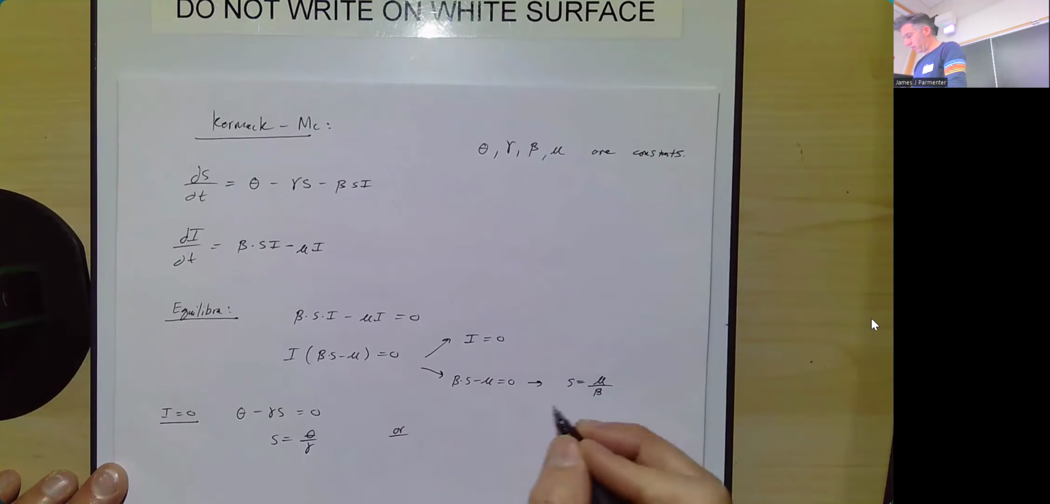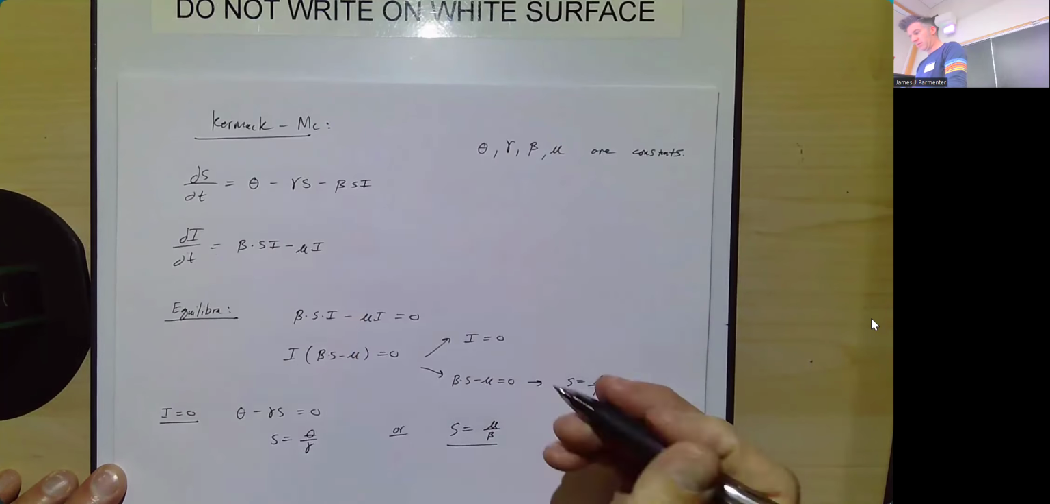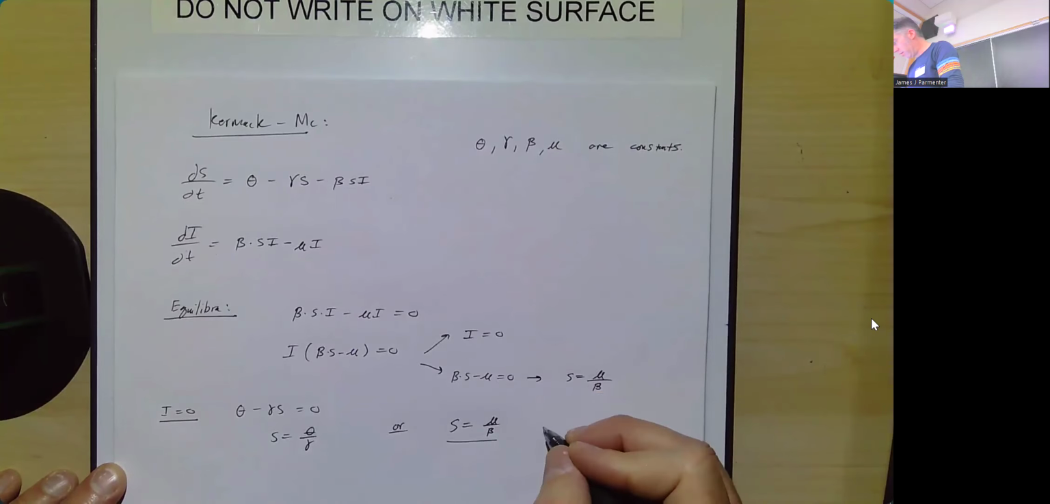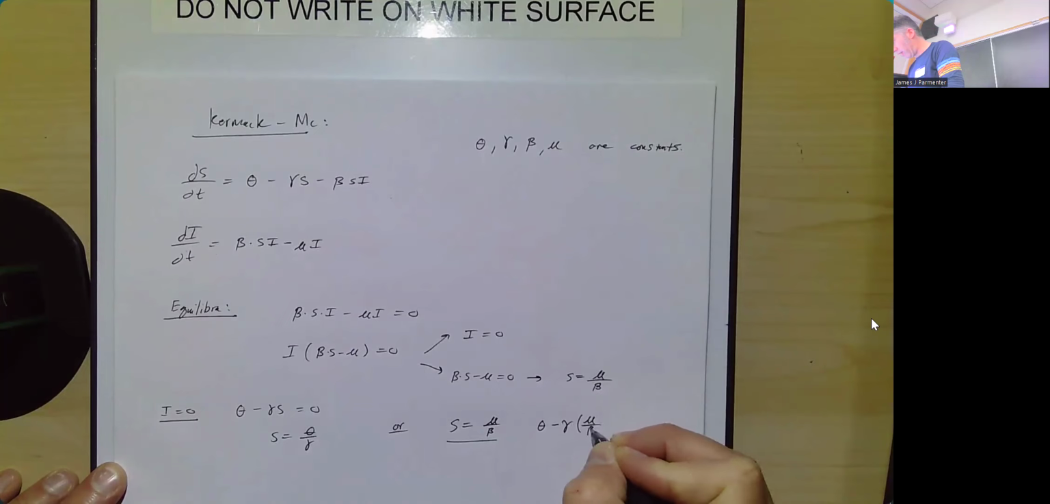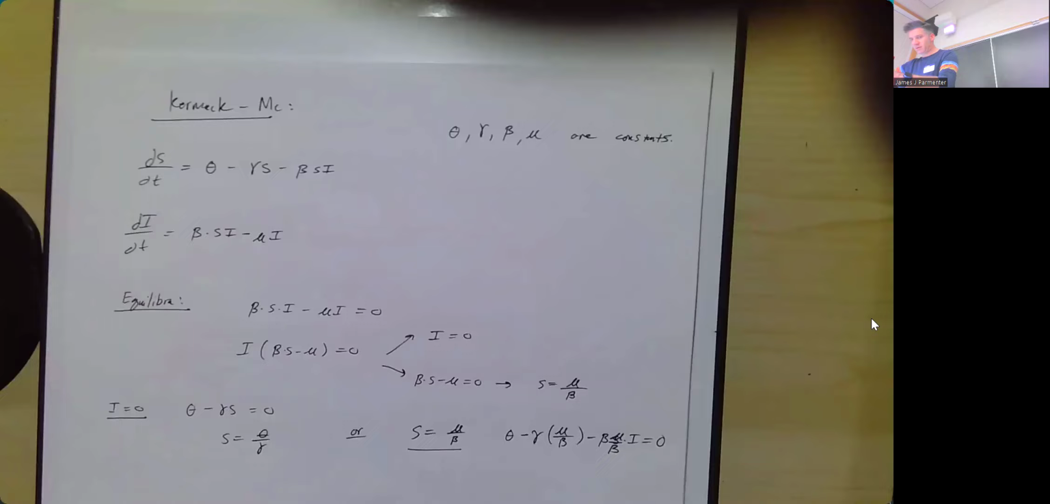Or looking at S equal to mu divided by beta, we plug that back in up here, things are going to get gnarly. Theta minus gamma times mu over beta, minus beta times S times I equal, oh, not S, sorry, I'm plugging in for S again. S is mu over beta. That's equal to 0. Sorry, that looks a little gross over there.